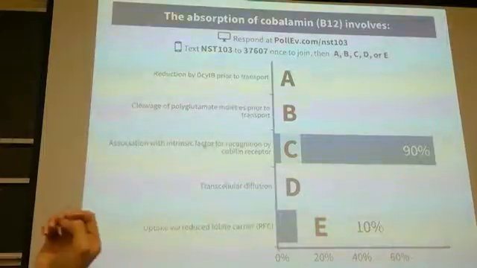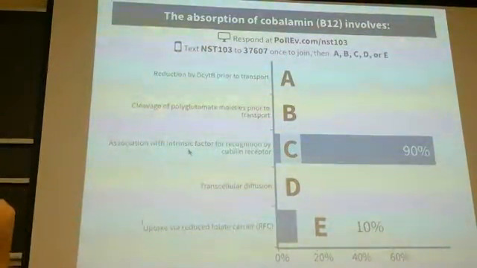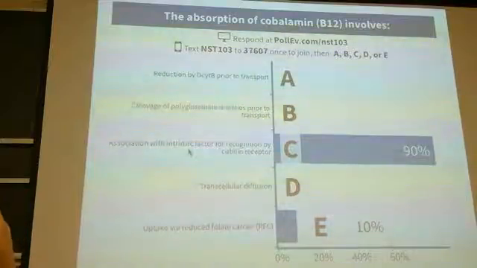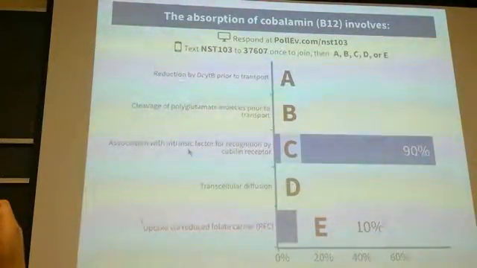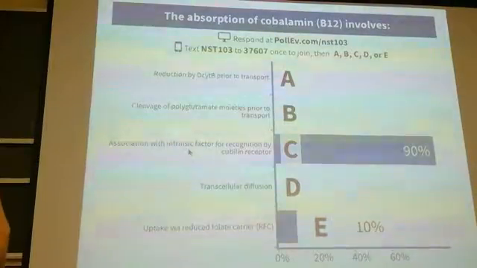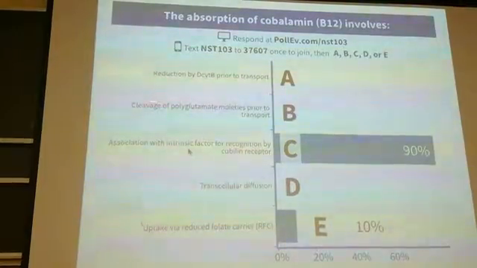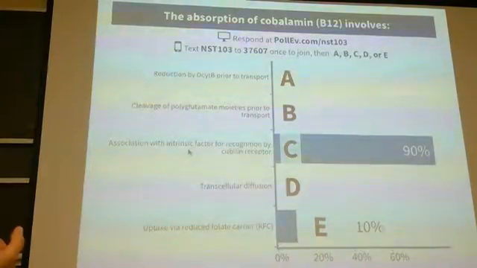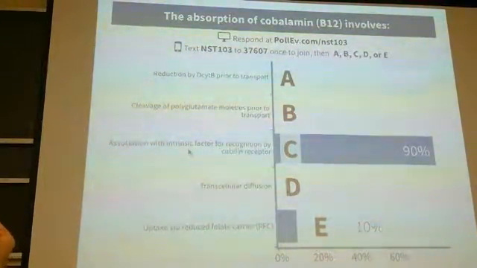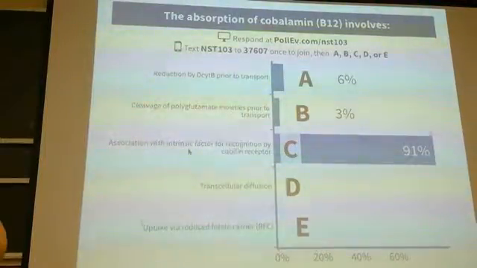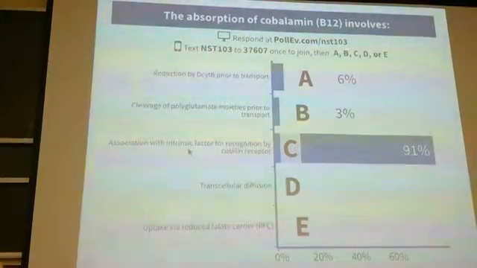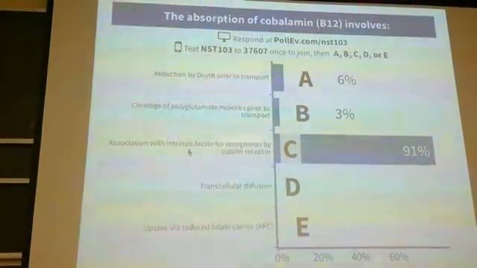Yes, this is correct. So B12 requires association with intrinsic factor for recognition by the intrinsic factor receptor, also known as cubilin. So these other answers: reduction by DCYTB or duodenal cytochrome B, that's iron, right? So ferric iron requires DCYTB for reduction. Cleavage of polyglutamate moieties refers to folate, which can have polyglutamate moieties attached to the end, requiring removal of those glutamate residues. No transcellular diffusion, and the reduced folate carrier also has to do with folate, but it's primarily taken up by the proton-coupled folate transporter in the enterocyte.